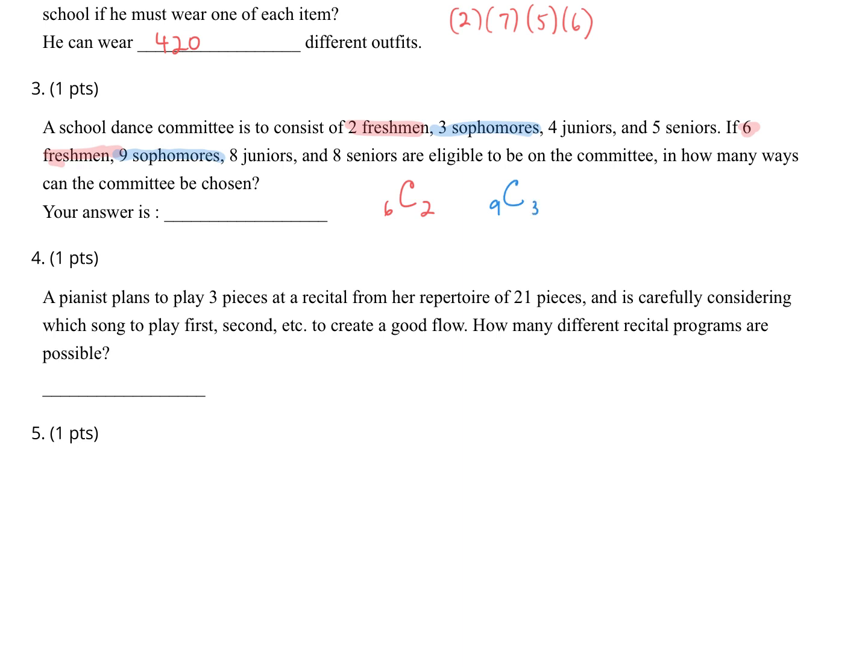Okay, then we have juniors. You're choosing 4 out of 8. So that'll be 8 choose 4. And then you have seniors. And out of 8, you're choosing 5. So 8 choose 5. So you're doing these combinations.